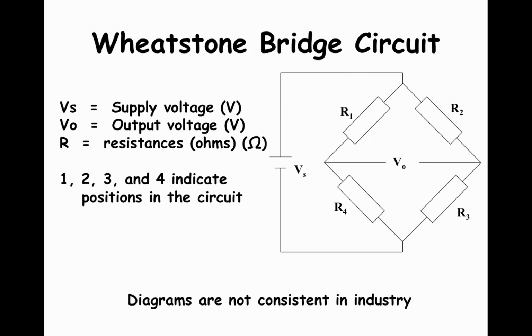Off to the left is the supply voltage, labeled Vs. In the center of the square is V0. V0 is the output voltage. This is the voltage that we will measure with the PDAC55 unit. If you compare this Wheatstone bridge circuit to other Wheatstone bridge circuits in other textbooks, you will find that they are not exactly all the same. Some diagrams have the supply voltage in the middle of the square and the output voltage on the outside.